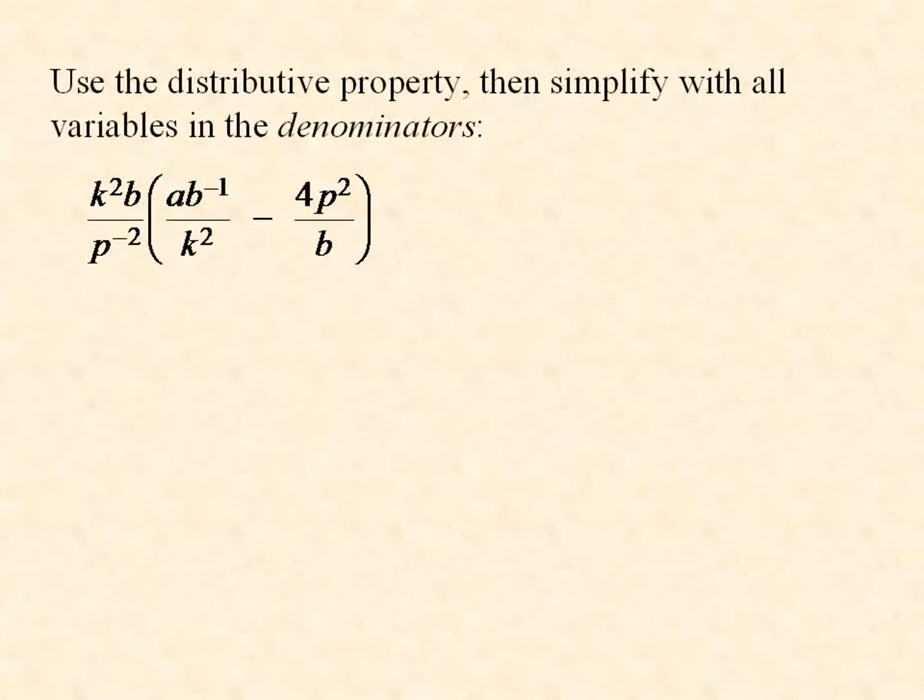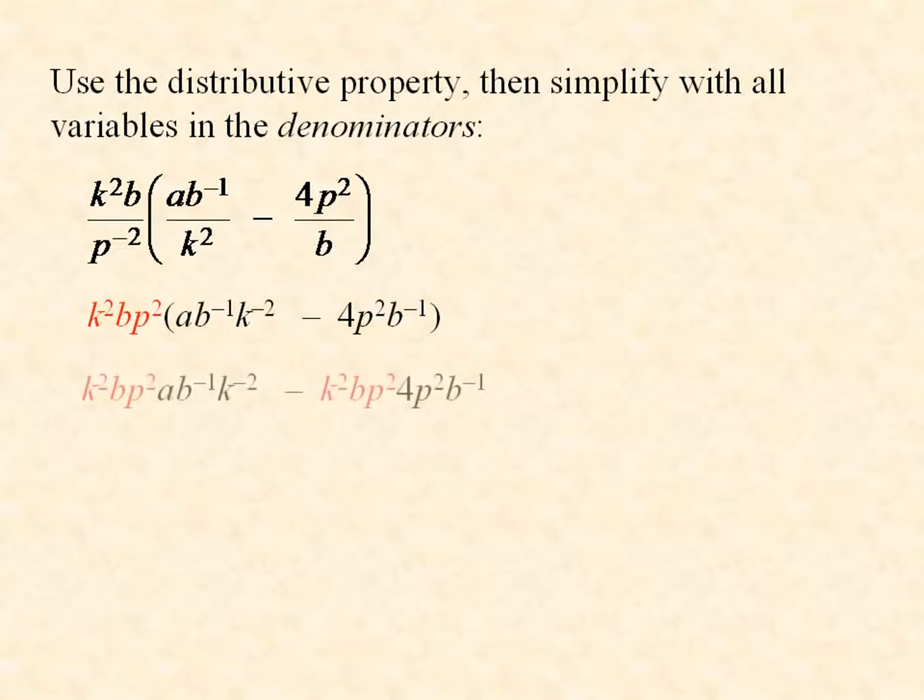Let's use the distributive property, simplify with all variables in the denominators. Well, we won't worry about that. We'll first rewrite this expression without fractions. Then we have k squared b, p to the positive 2, times ab to the negative 1, k to the negative 2, minus 4p squared b to the negative 1. So where we had denominators, we moved them to the numerators and changed the signs of the exponents.